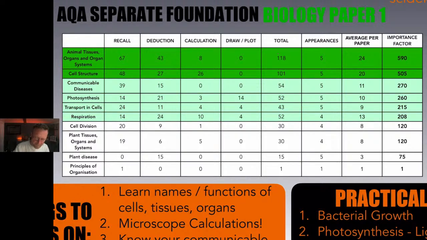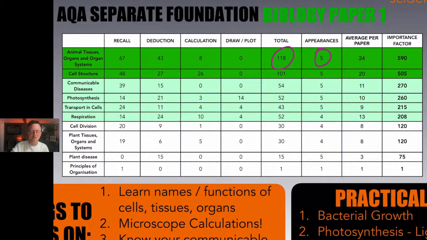the 5 years, okay? This is the number of times it's been in the paper, this topic, okay? And you can see so many of them are really common, including this one down here. And then this is the average number of marks for that topic in that paper. So this one appears 24 marks on average on animals, tissues, organs, and organ systems. It could be 30. It could be 10, but the average is 24. And that's a quarter of the paper right there, isn't it? Because there's 100 marks in your paper. That's a quarter of your paper, okay? And lastly, what I've got is an importance factor. That is the total number of marks multiplied by the number of appearances.